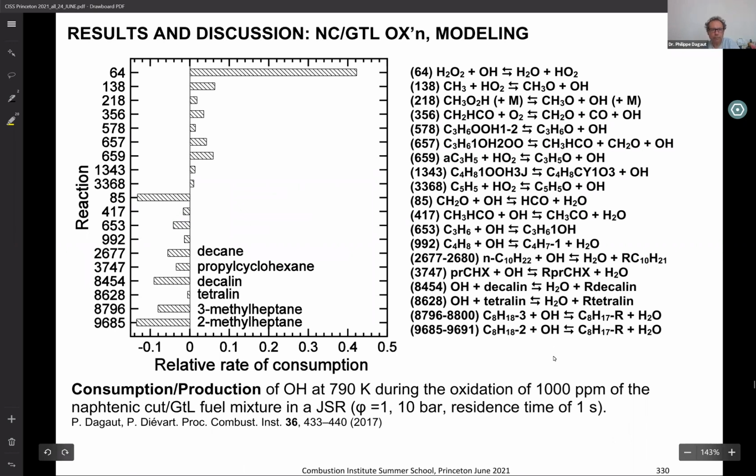So if we look at the consumption or production of OH, what we can see is that the main production of OH in the system is through this reaction, which goes this way.